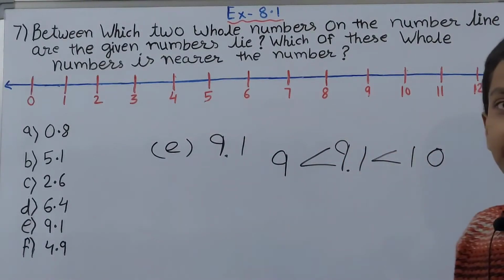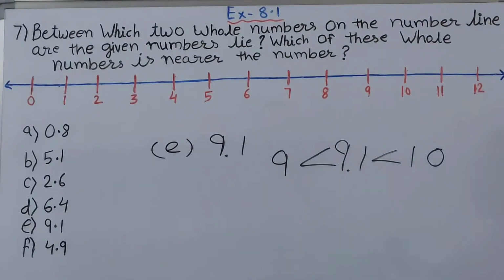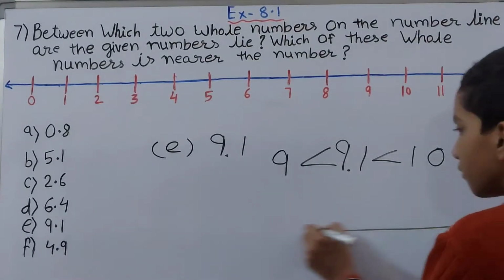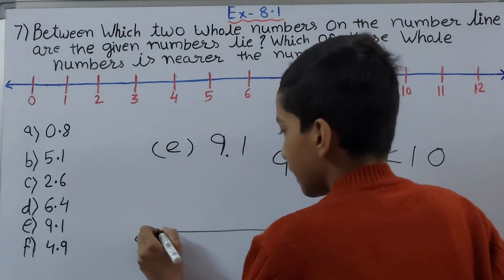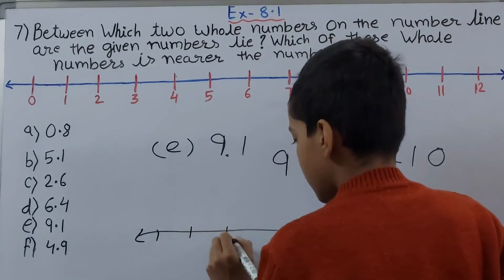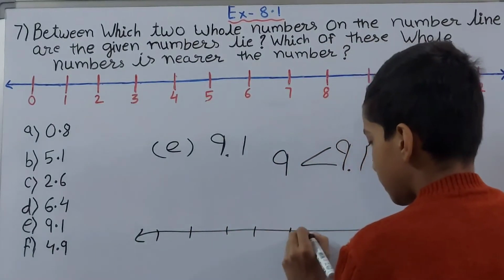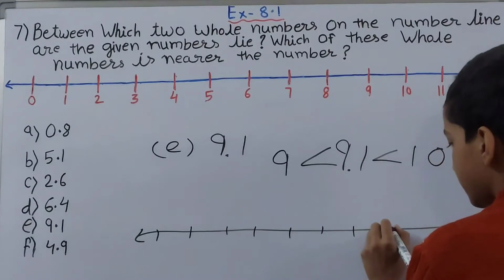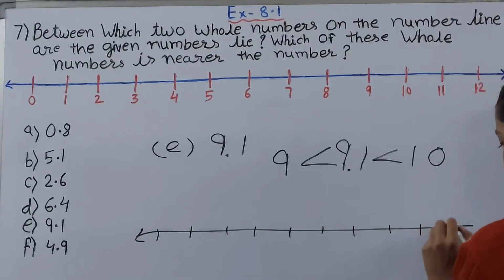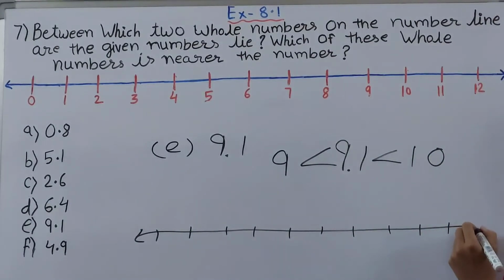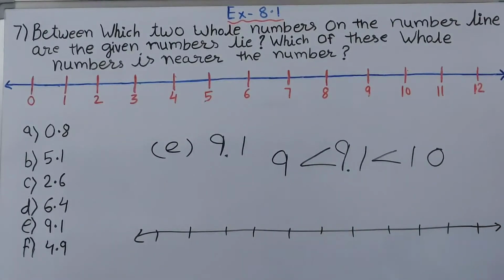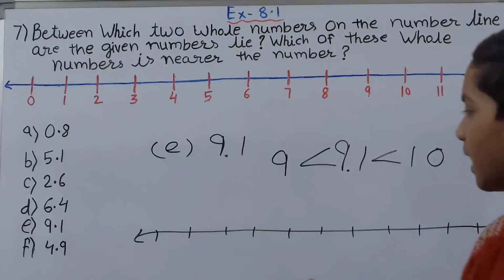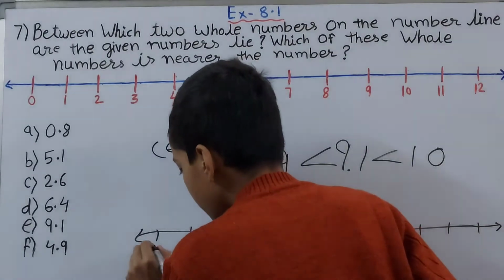Now let's see that our decimal 9.1 is nearer to which of the whole numbers. So for that we need to draw a number line, and now let's divide this into 10 equal parts. So let's start. 6, 7, 8, 9, and I will extend this little bit. So this goes to the 10th part, and that means that this is divided into 10 equal parts. So now let's start filling, and now you are well versed with the number line of decimals.